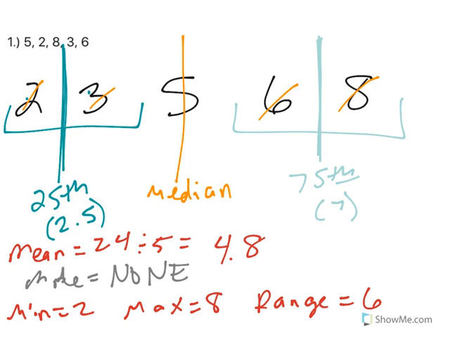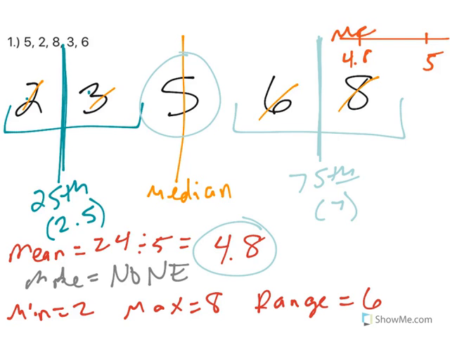Now, because my median is 5, and my mean is 4.8, when you think about a number line for those, we're going to have the mean is 4.8. So the mean is to the left. That means this is skewed left.